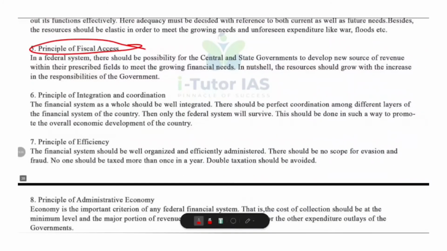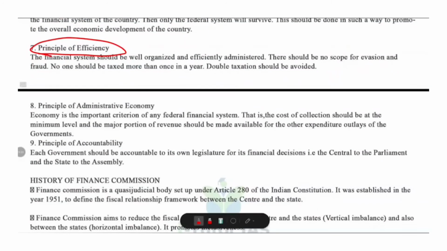Then principle of integration and coordination. The financial system should be well integrated and coordinated between center and the state, and it ensures overall economic development and stability of the federal system. Then principle of efficiency. Financial administration should be well organized, efficient and transparent. This avoids tax evasion, fraud and double taxation. Principle of administrative economy. The cost of revenue collection should be minimal. It maximizes resources available for development and public expenditure.